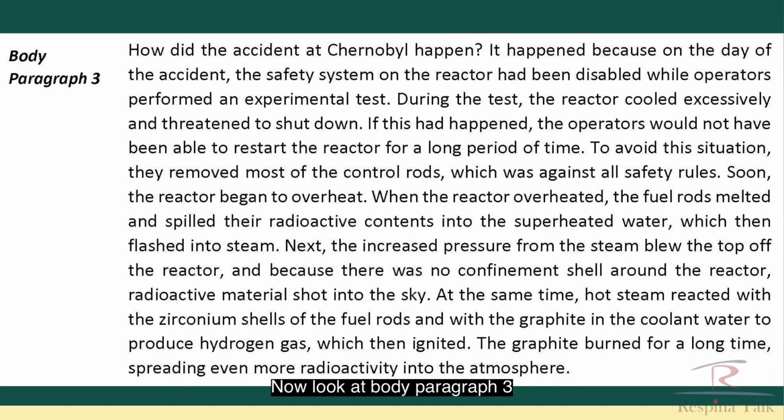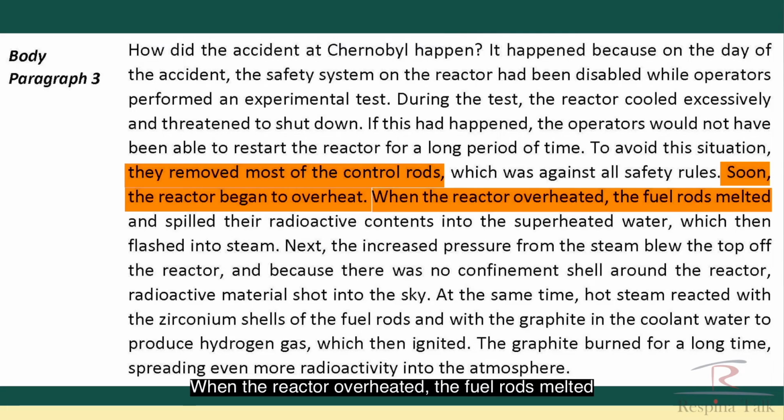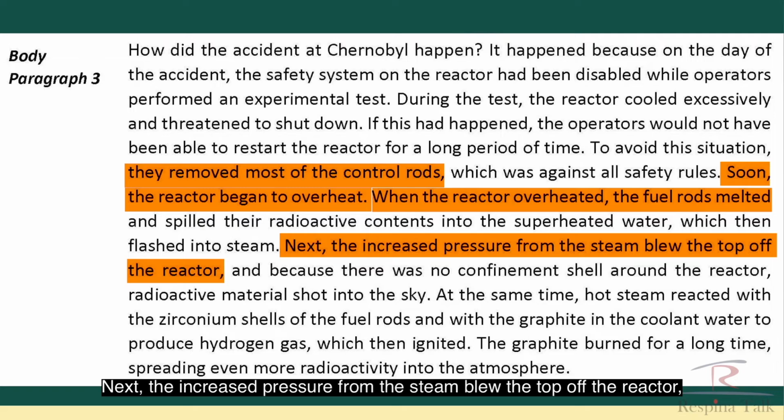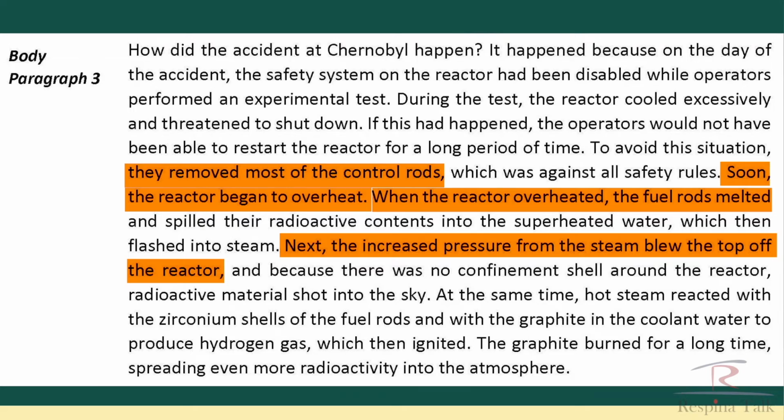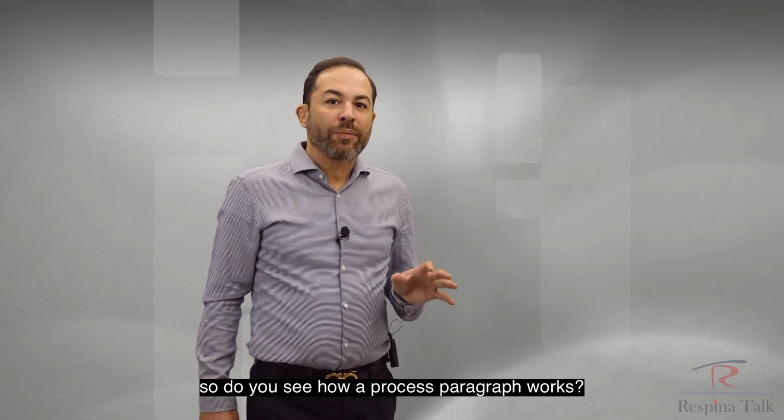Now look at body paragraph 3. They removed most of the control rods. Soon the reactor began to overheat. When the reactor overheated, the fuel rods melted. Next, the increased pressure from the steam blew the top off the reactor. Radioactive material shot into the sky. So, do you see how a process paragraph works?